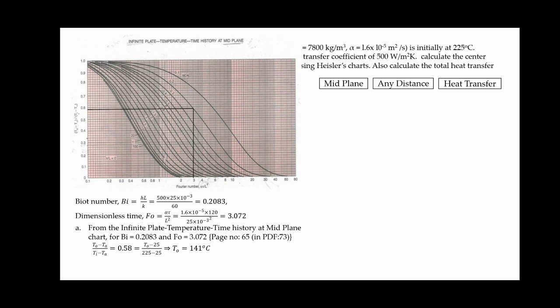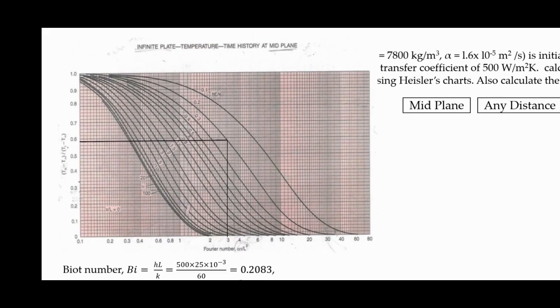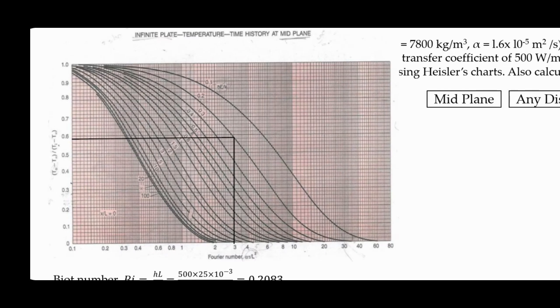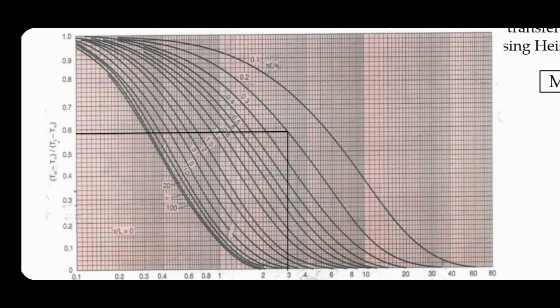And with that, I'll go to the infinite plate temperature time history at mid plane, and for Fourier number of 3. On the x-axis we have Fourier number, and we have different curves for different Biot numbers. For Fourier number 3 and Biot number 0.2, where those two intersect, I will draw a horizontal line, and I can see that it is 0.58.